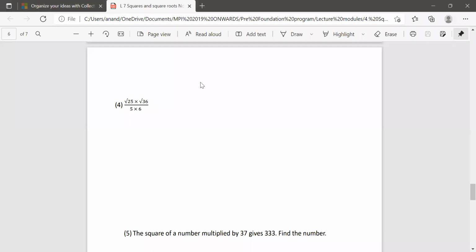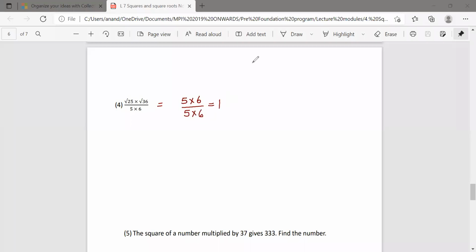So now our next question is 25 into 36. That will be 5 into 6 upon 5 into 6. That will be 1. So these were 4 easy questions.